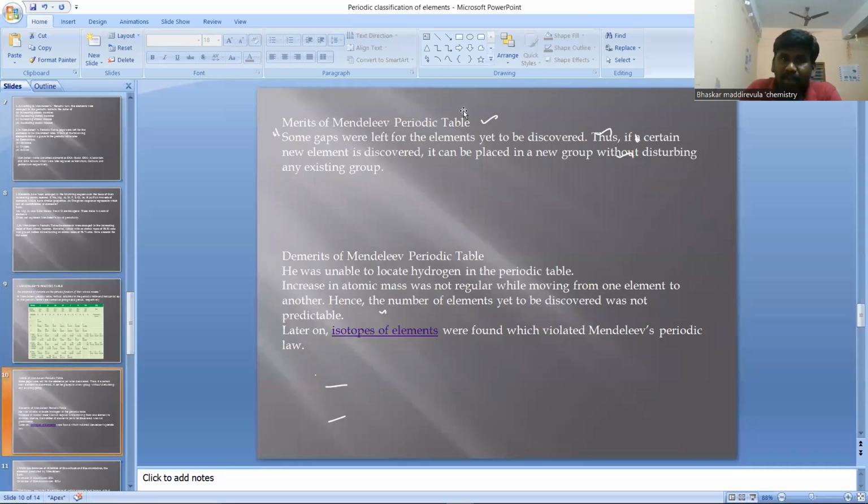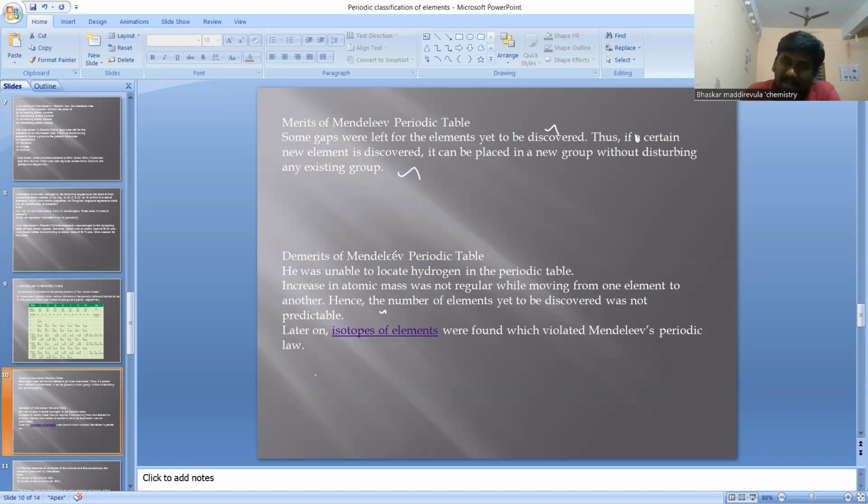You will see the main merits of this periodic table. The first merit is that he left some space for newly discovered elements, which were not yet discovered. And some elements he predicted and named Eka boron, Eka silicon, and Eka aluminum. Those elements were later found. So we have to learn some of the merits of the Mendeleev periodic table.